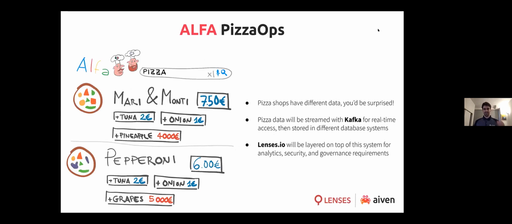So we're looking here at an example of two pizzas, right? All the different toppings, the different pricing schemes, the number of customers, their payments data, etc., where they were, the shop location. So pizza shops actually have a lot of different types of data. You'd be surprised. This data will be streaming through Kafka in real time. We'll store it in different database systems, and then we'll demonstrate Lenses.io layered on top of the system for analytics, security, and governance requirements.